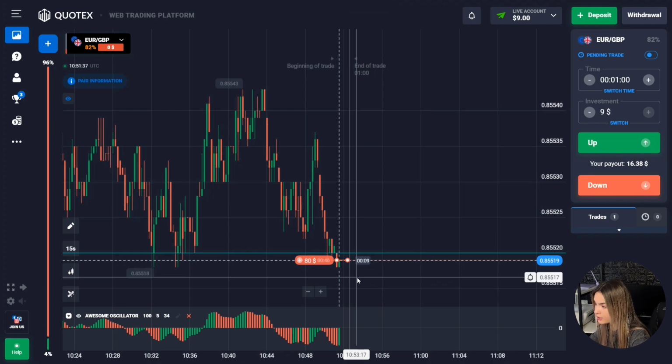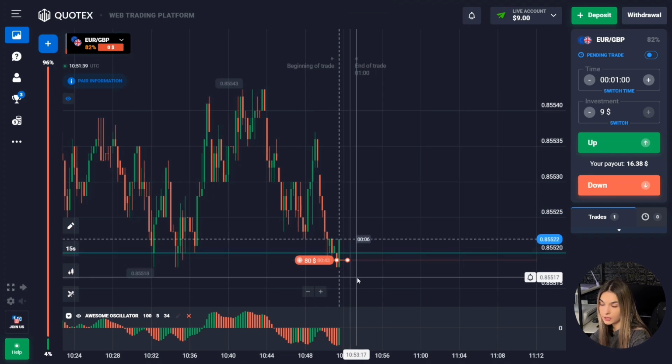Perhaps I will get into the very impulsive movement of the price down, into the very breakdown of the level. I hope that 1 minute will be enough in this situation. So guys, let's wait for the result.